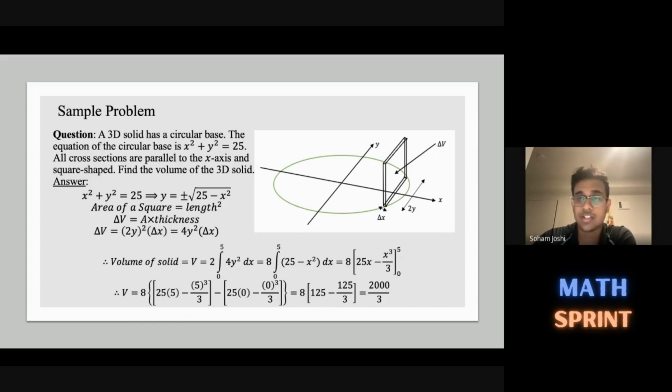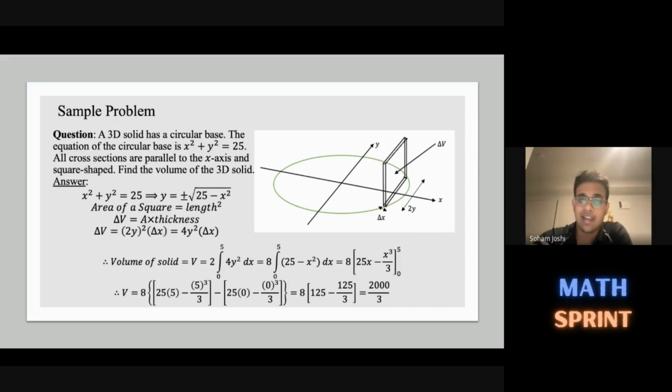All the cross sections that we're using are parallel to the x-axis, and they're all square shaped. With a square, keep in mind that all four sides are equal, so the height of the square is equal to the base length of the square all the time. Our goal is to find the volume of this 3D solid.